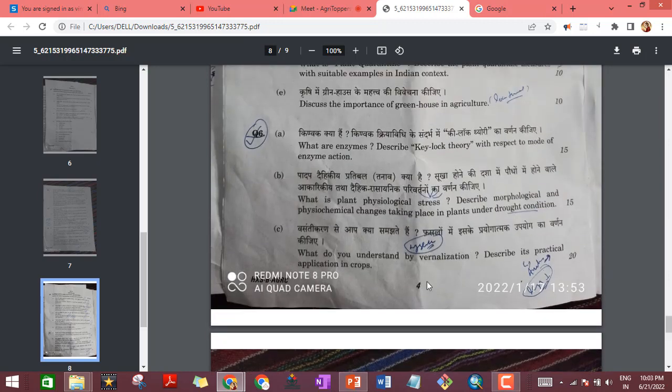And you see this question, the vernalization question. Look, it is a 20-mark question.